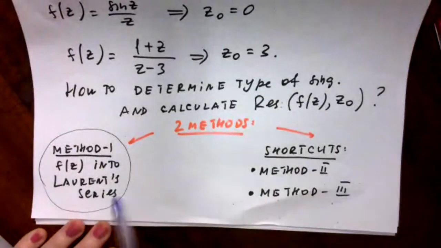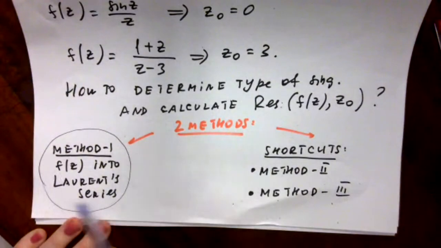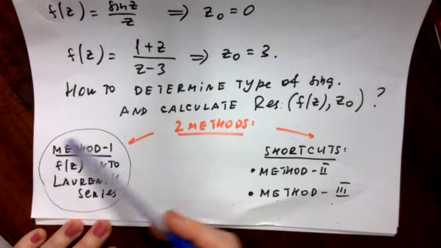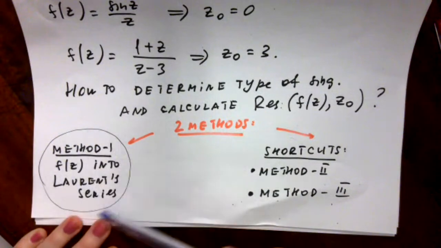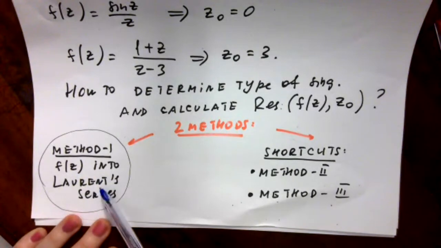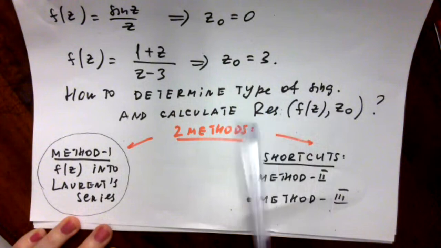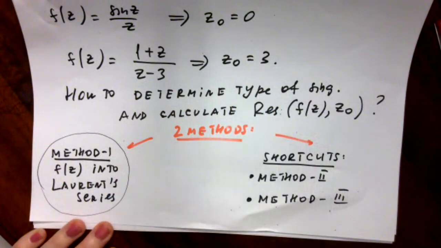Last time, in the previous tutorial, I outlined the layout of how we are going to explore this topic. The first method was the most general one. If you manage to expand your function into a Laurent series, this is the best method, because you can immediately see both the type of singularity and the residue of this function at this point. So this is the perfect method in every respect.